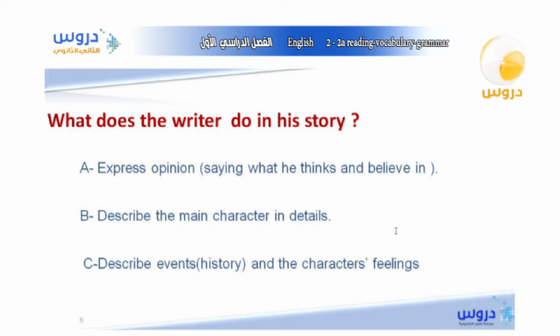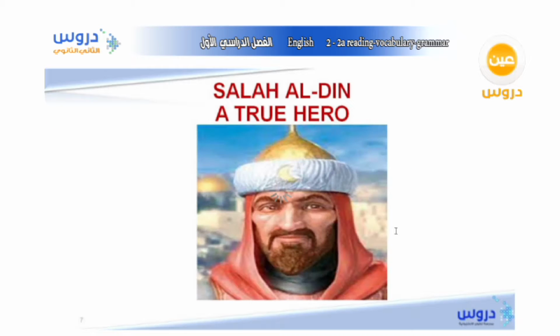Alright. Now in this slide, what comes to your mind? What does the writer do in his story? A. Express opinion, saying what he thinks and believes in. B. Describe the main character in details. Or C. Describe events, history, the characters and the characters' feelings. So what do you think? A or B or even C, what does the writer do in his story? Okay, choose an answer in your mind. You're going to see a story and then say your answer.